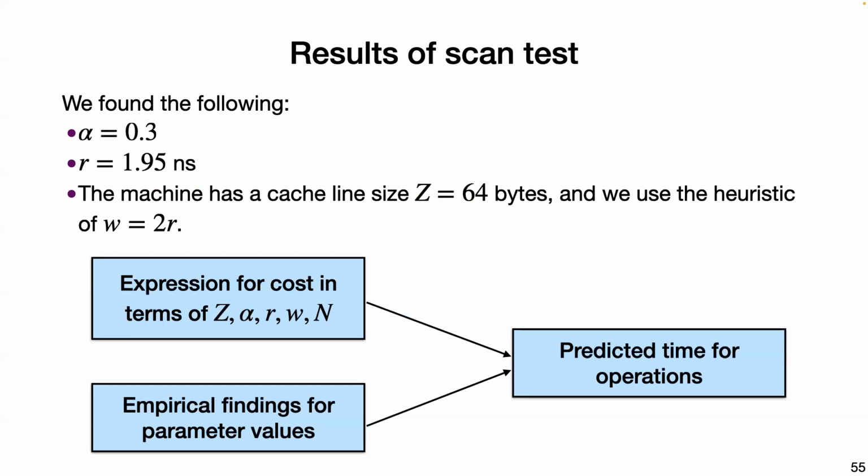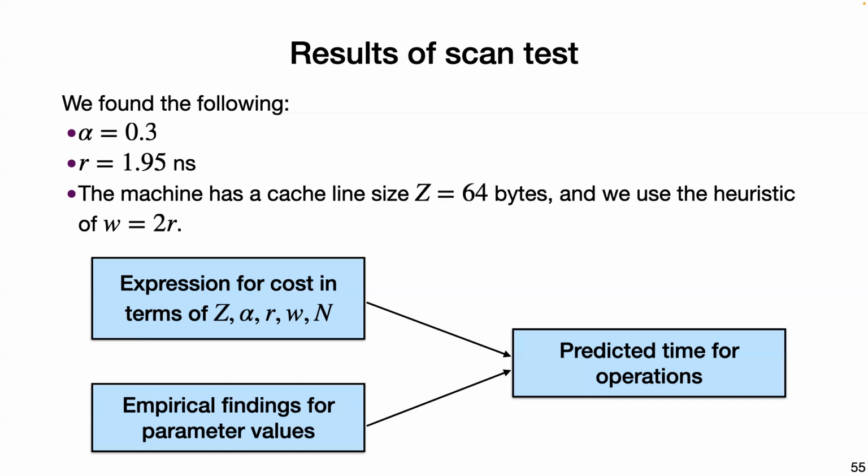Using that, we derive these parameters. Alpha on the machine was 0.3, and R is almost 2 nanoseconds. This machine has a cache line of Z equals 64 bytes, and we can use a heuristic for write cost. Sometimes you also need to measure the write cost when doing performance modeling. We use the heuristic that writes are about 2x as expensive as reads. If you have an expression for your cost in terms of these parameters, and empirical values for them, then ideally you can get a predicted time for the operations.